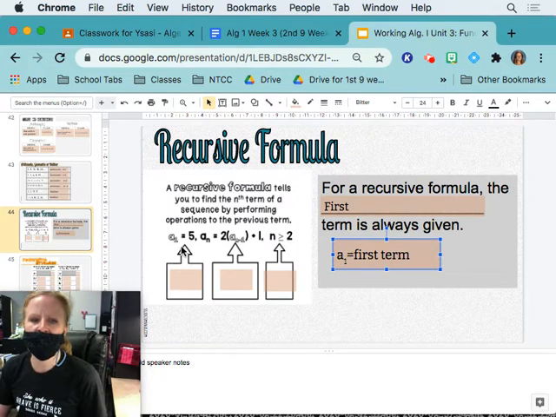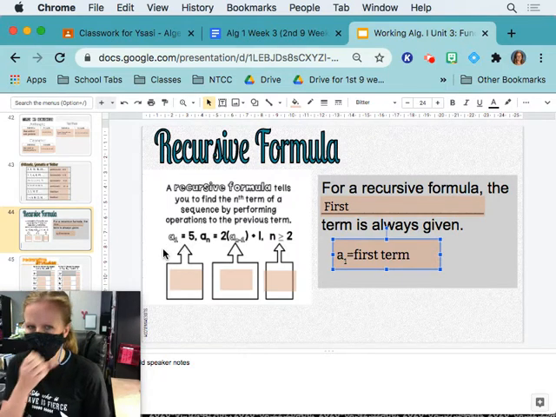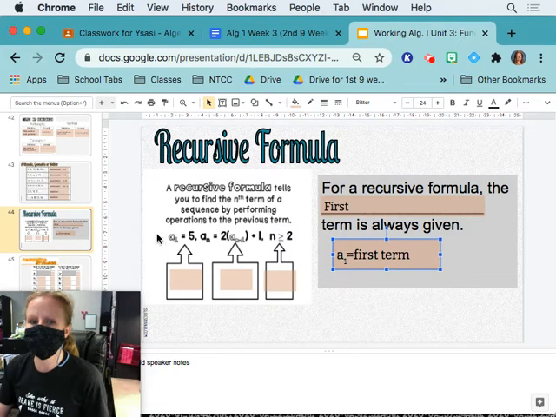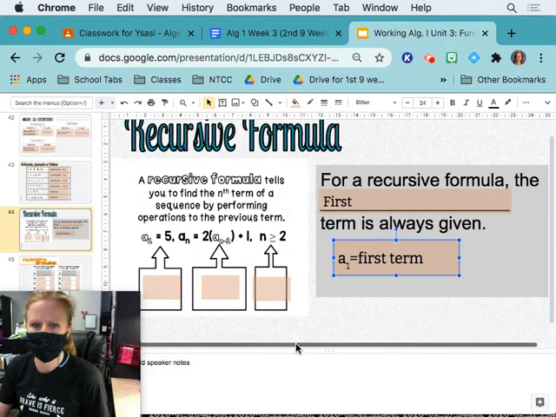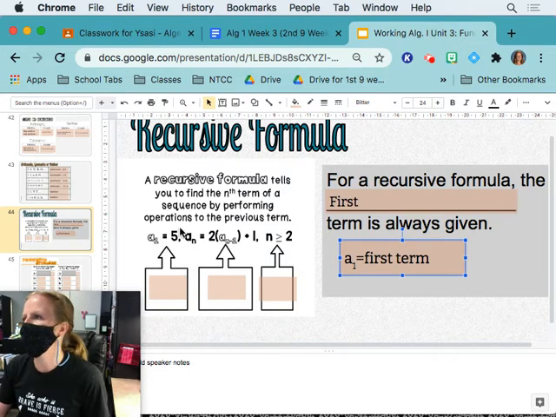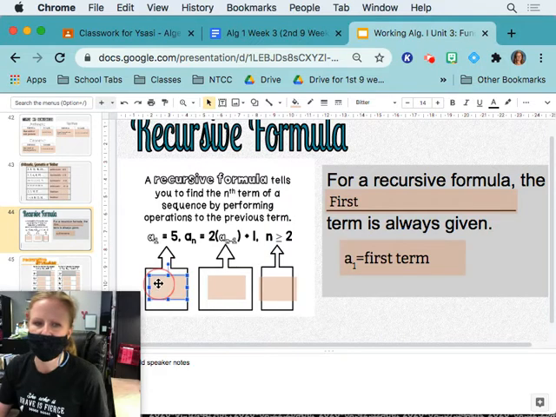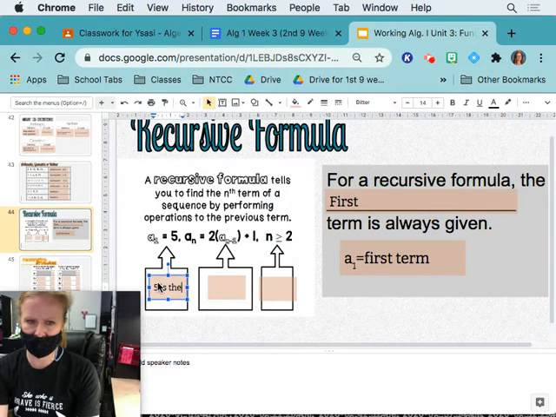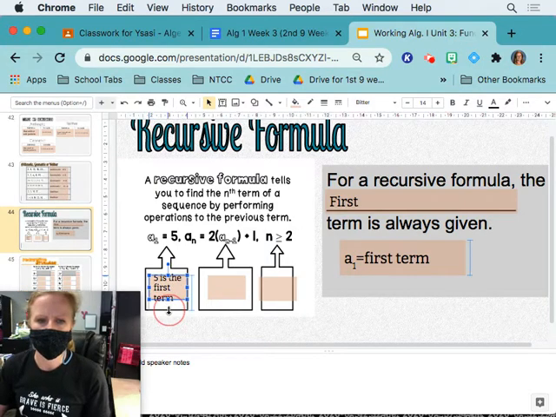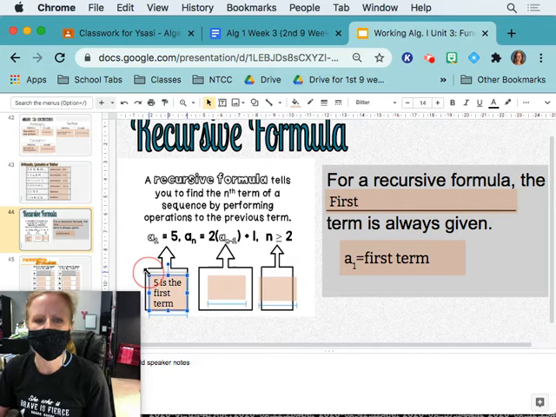Okay, so they've given us a recursive formula. When they give it just like this, let me zoom in a little bit. So they give you the first term. So this one, it says A1 equals 5. So we will write 5 is the first term. Make my little box a little bigger.